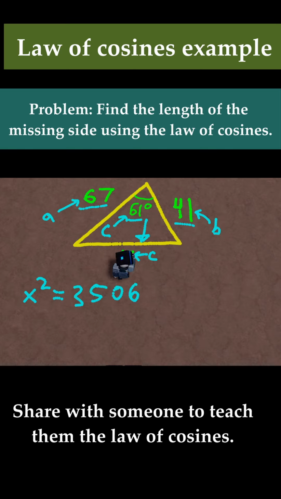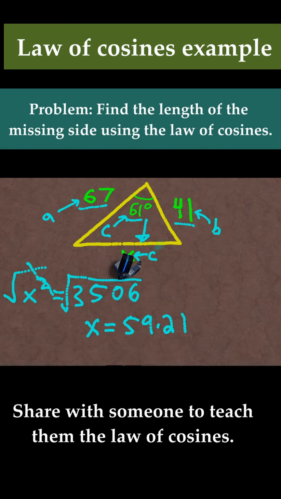And now to solve for x, just take the square root of both sides. The square cancels out the square root, and you get that side length x is equal to the square root of 3,506, and that is roughly 59.21. And that is our answer. So x is just 59.21. Let me rewrite this and put down 59.21 for this side right over here. And we're done.